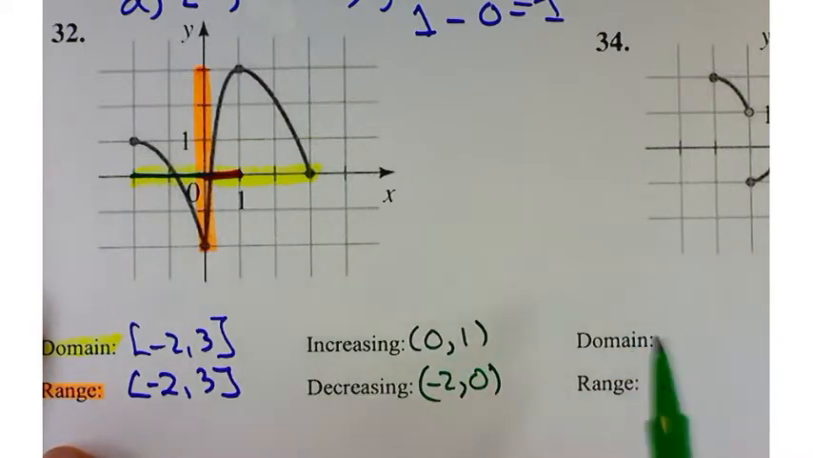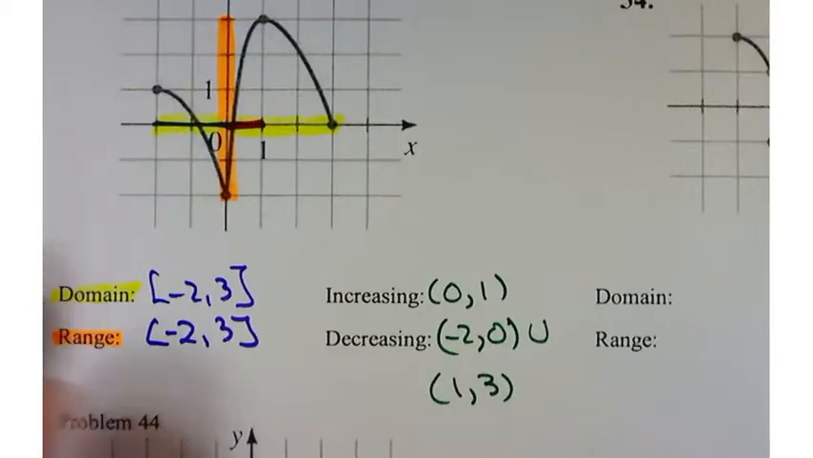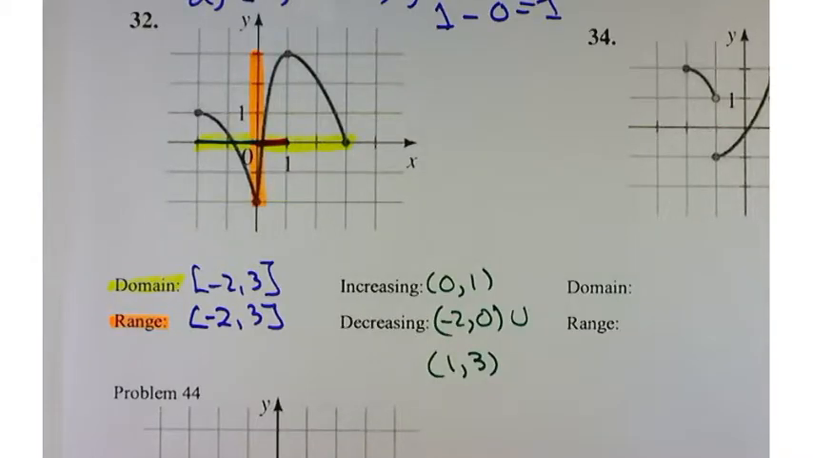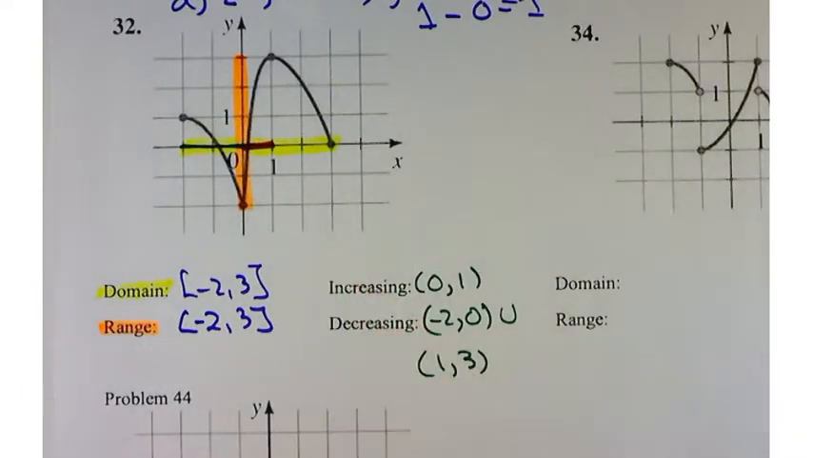Then what happens? It starts decreasing. 1, 2, 3. All right. Nice. So there's your domain and range and where it's increasing and decreasing. Are you guys ready to try one? Try number 34. Anything on 32 before I move over to problem 34? Give you a chance to do it.